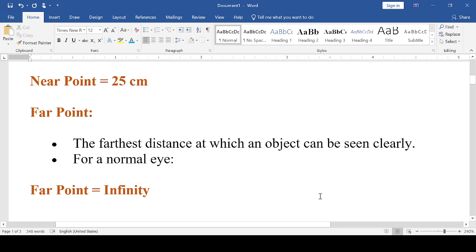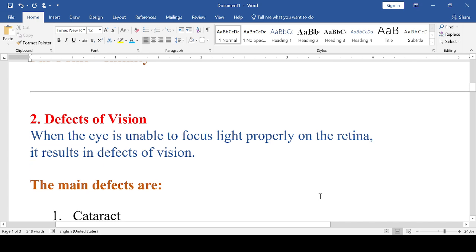Far point: the farthest distance at which an object can be seen clearly. When the object is placed at the far point, then also it can be seen clearly. That point we call the far point. For a normal eye, it is infinity.